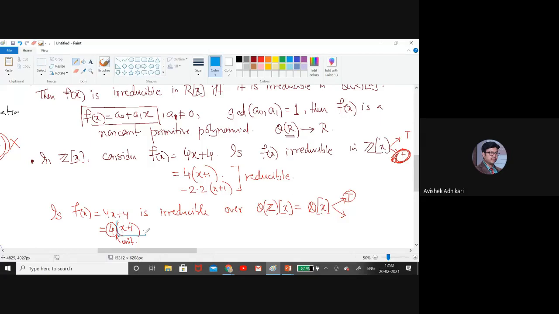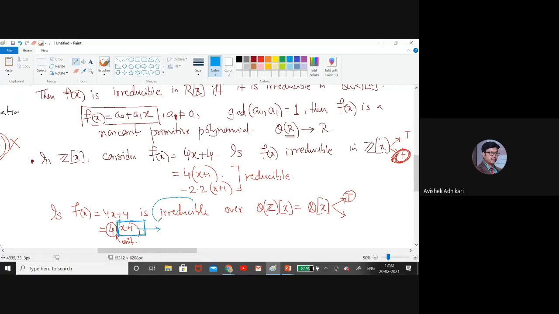That means we only consider the remaining part, after removing the unit part, and consider whether this is irreducible in Q[x] or not. What is your guess? Can you further break x plus 1 into irreducible factors with elements from Q? Certainly not. This is a degree-1 polynomial; you cannot reduce it further. That means this is an irreducible element.